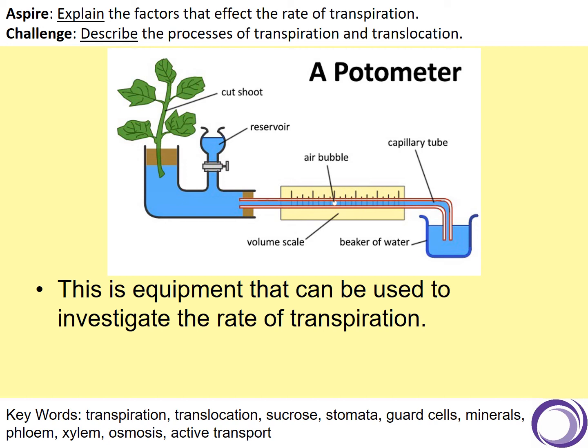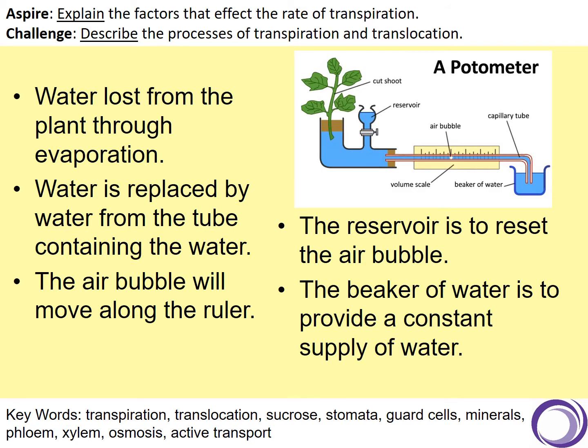It just works by showing us how fast transpiration is working. So we could use this, put the plant in, and make it very, very sunny in that room, and see how fast transpiration occurs, how much water is being taken up by that plant. So water's lost through the plant through evaporation, and it's replaced through the tube, and the air bubble moves along the ruler, and that's really important.